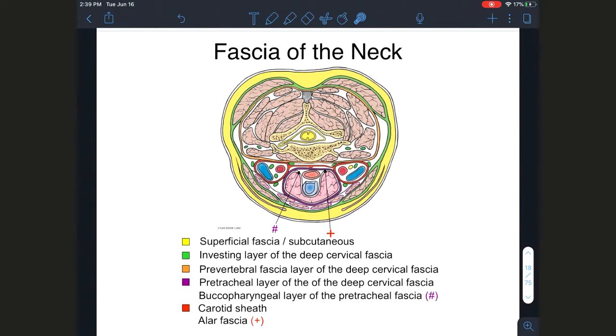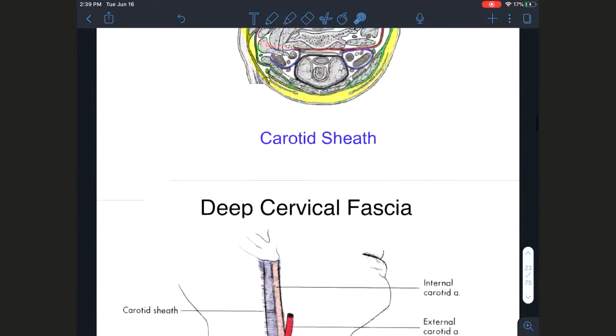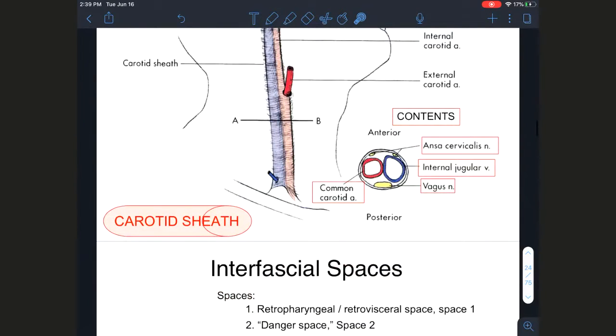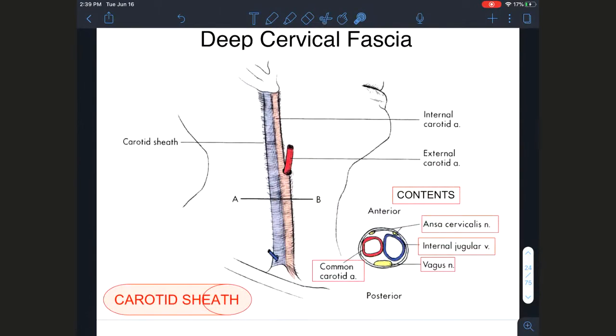Could you go to the slide with like the danger space? It's maybe a little bit down. So yeah, if you stop at that slide first, the carotid sheath slide, sorry. So here's your contents of your carotid sheath, your common carotid, vagus, and your internal jugular vein. And then you can see right there where your external carotid is going to leave the carotid sheath there. Okay. Yeah, you can move on to the space I was talking about.